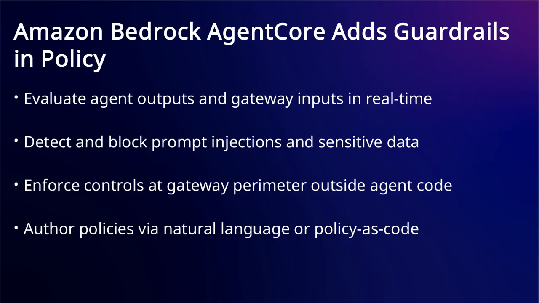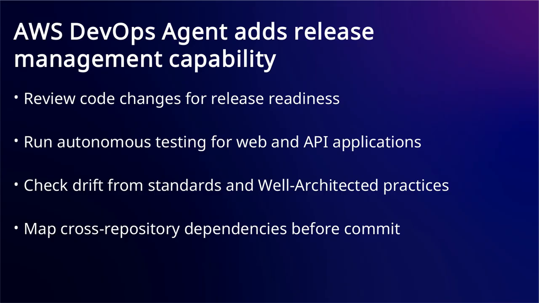Shipping code to production requires ensuring changes meet standards, dependencies are compatible, and testing catches issues before deployment. AWS DevOps Agent Release Management addresses this by automating release validation. You can review code changes for production safety by checking drift from internal standards, dependency impacts, and access controls. It maps cross-repository dependencies to surface breaking changes before commit and uses deterministic proofs to verify infrastructure changes aligned with AWS Well-Architected practices.